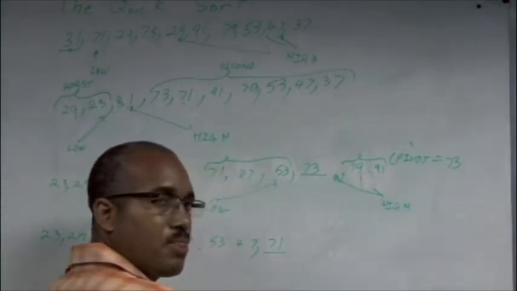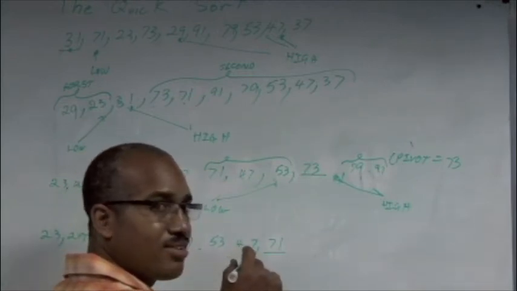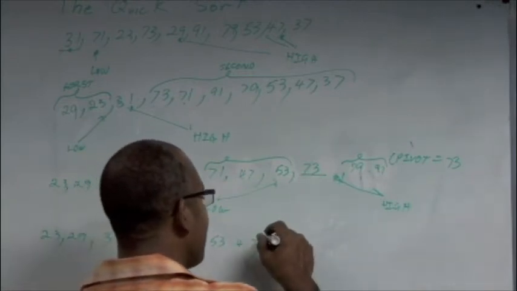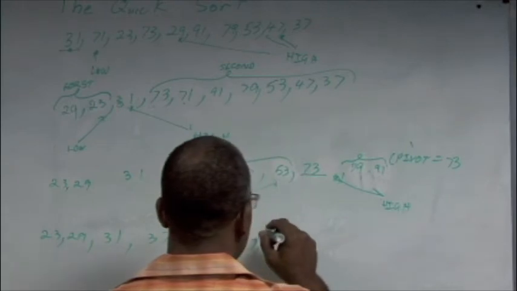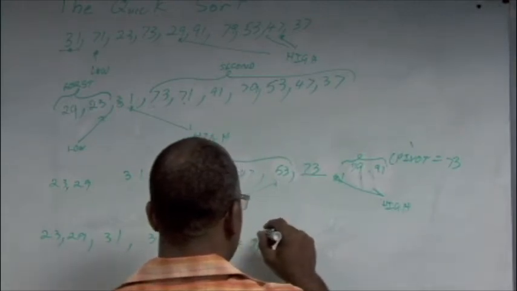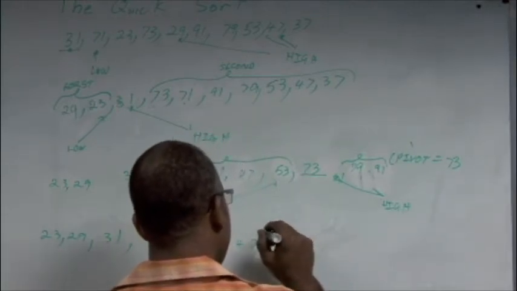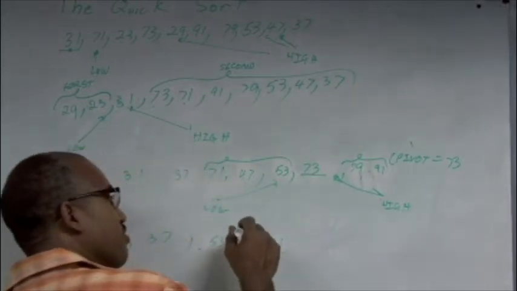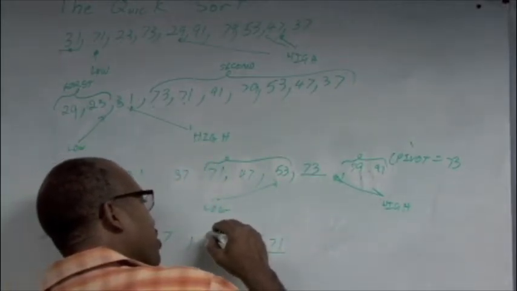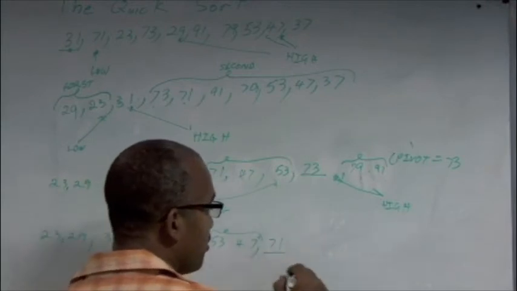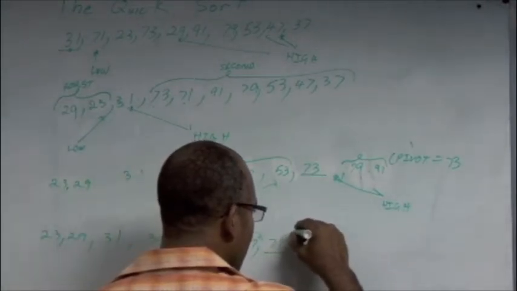So you're not switching 53 and 47? Not yet. High pointer there, no. Not yet. So we now would have to call Quicksort again. In this case, the first part of the list would be everything in front of the pivot element. The second part of the list would be empty.